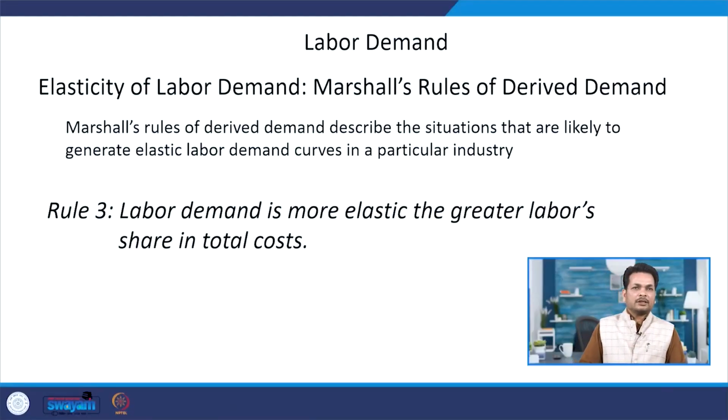Now, moving to the third rule of Marshall's derived demand: labor demand is more elastic the greater the labor's share in the total cost. So, as per this rule, if the labor share is greater in the total cost, the labor demand will be more elastic. Suppose labor is a relatively important input in the process of production, in the sense that the labor share of total cost is large.